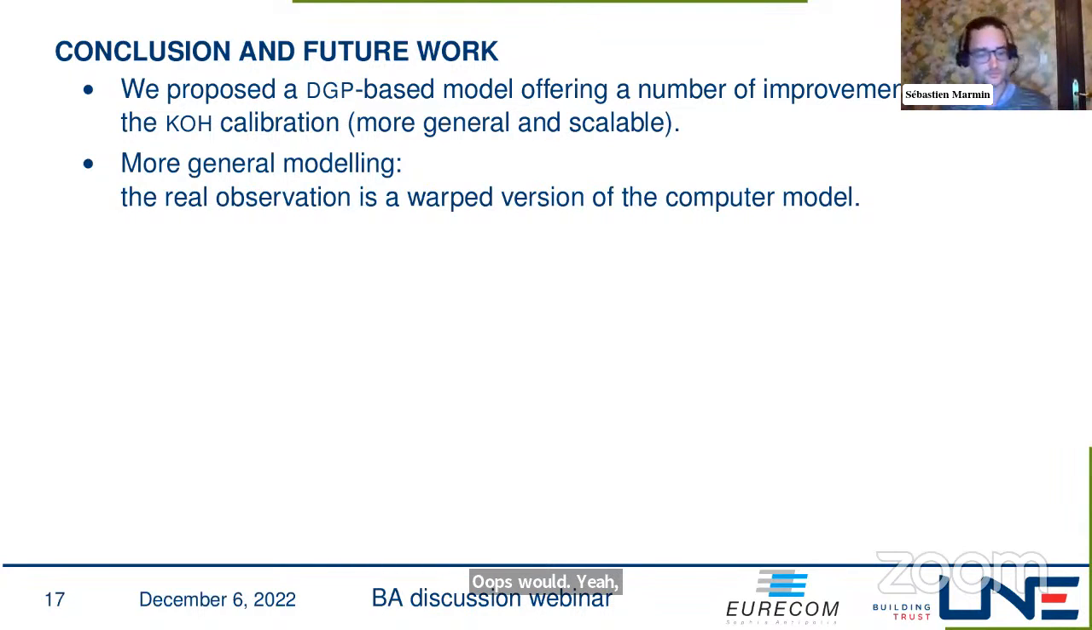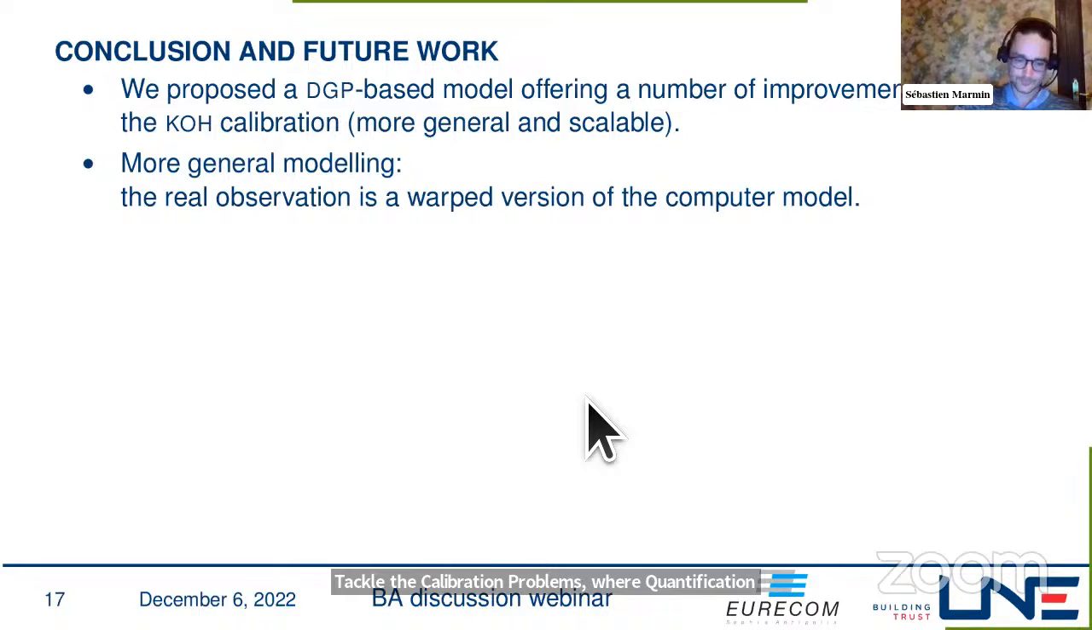So, as a conclusion, I want to say that we bring some new advancements in the Gaussian process literature to the field of computer model calibration in particular. In this paper, we proposed Deep GP Cal, which offers a number of improvements over the classical framework of Kennedy and O'Hagan in 2001 to tackle calibration problems where quantification of uncertainty is of primary interest.